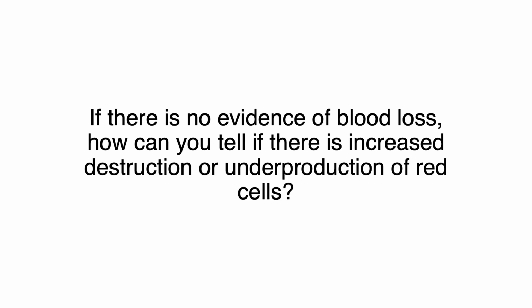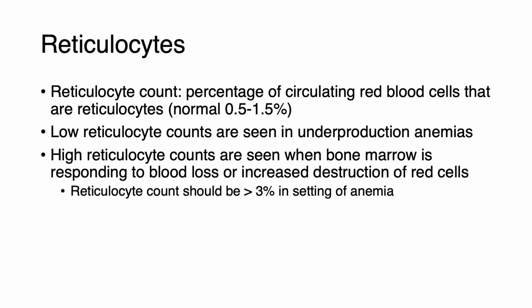Now, if you have someone with anemia but they don't have any history of overt bleeding and no signs of blood loss, then it's probably going to be either hemolysis or underproduction of red blood cells. And how can you tell the difference between those two things? Well, one clue is the reticulocyte count.